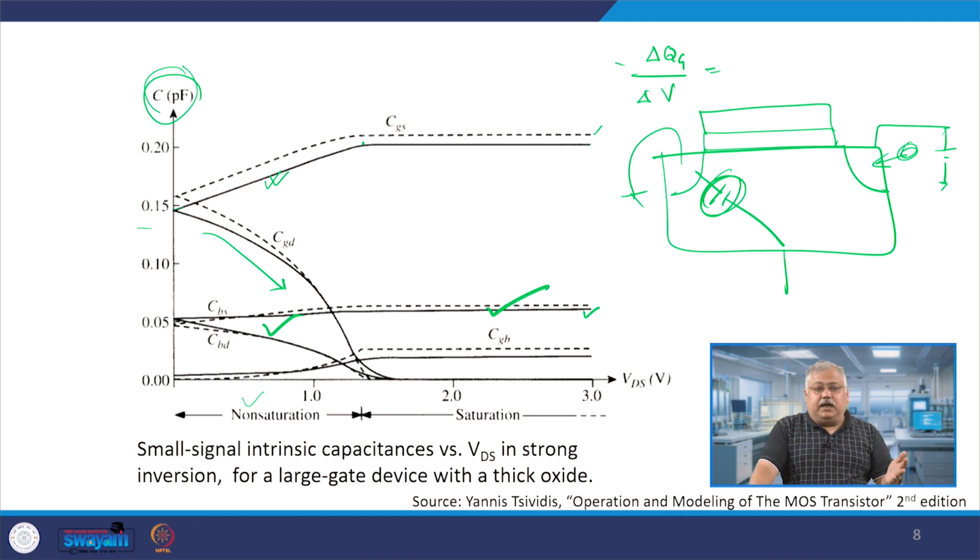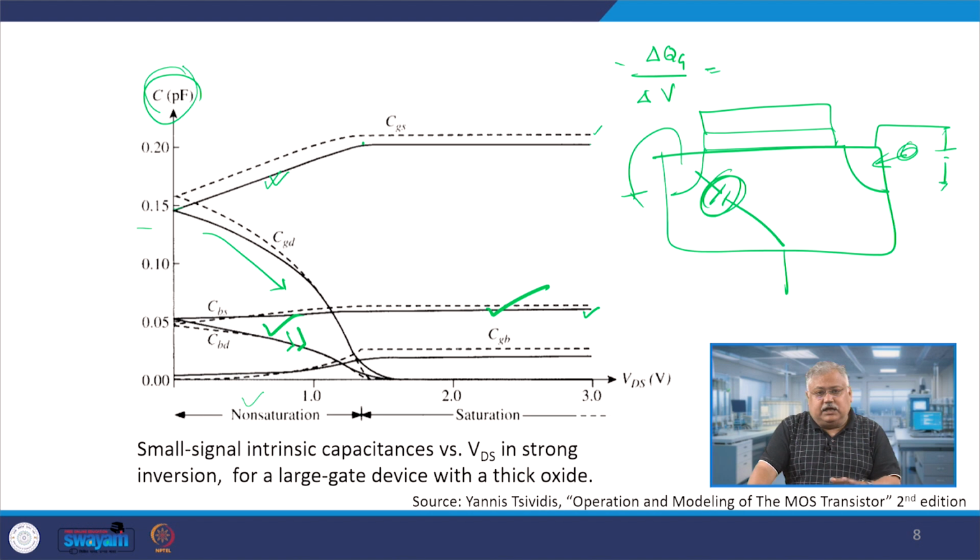CBD, let us look at CBD, it is basically body to drain. Body to drain also starts to fall down because more reverse bias is there. So more inversion charge reduces, and therefore your CBD starts to reduce, and it goes down here. At saturation it goes to 0.